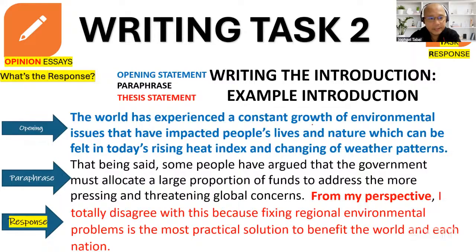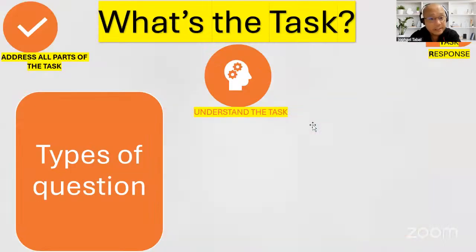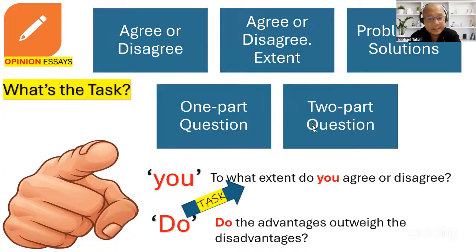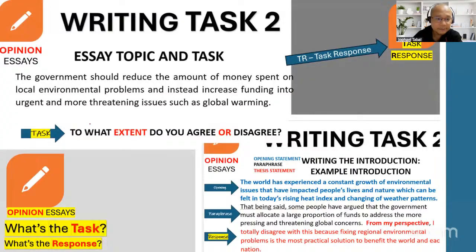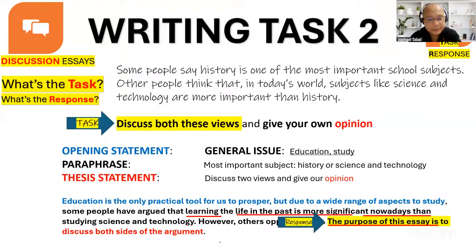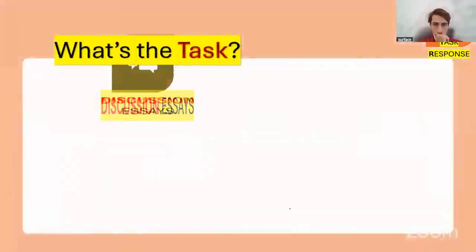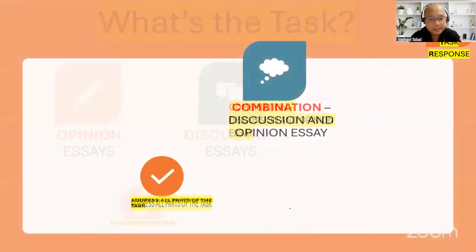So we have the planning. The first one here is understand all parts of the task. That means understand the type of question. When they understand the type of question, we have the task here. This is our task and this is our response. And you have the method as well. Same thing with discussion essay. This is an example of a discussion essay. The task here is to discuss and the response is this one here. And the same pattern goes to combination essay, right?